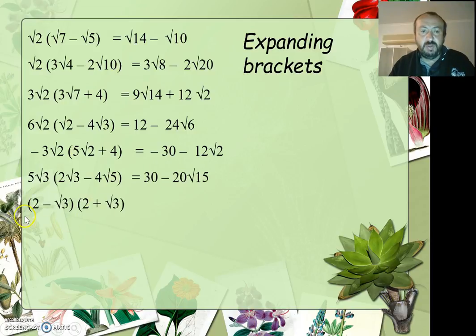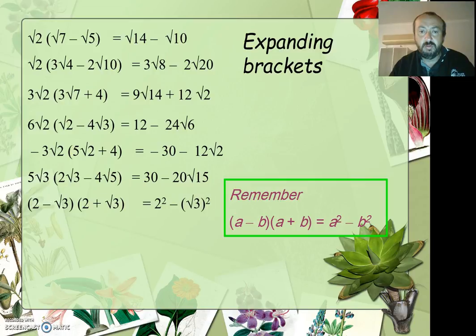Okay, now this one here is a full FOIL, but we notice we've actually got the factors of the difference of two squares. So I know it's going to be this squared minus that squared. So 2 squared is 4, and root 3 squared is 3. This is going to be 4 take 3, which just equals 1. Okay, there's the difference of two squares, the factorization of it. That should start to look familiar to you fairly soon.